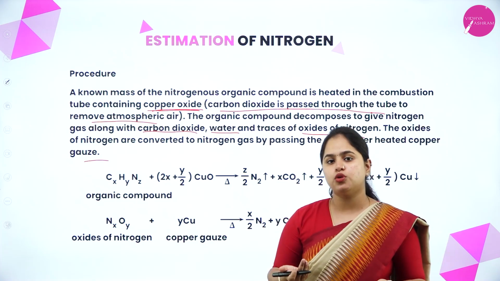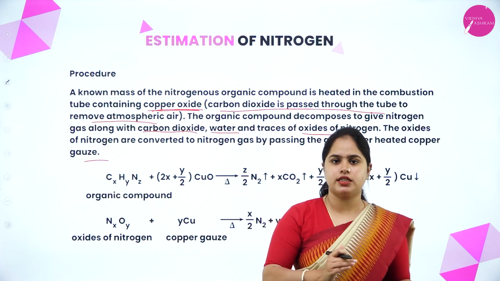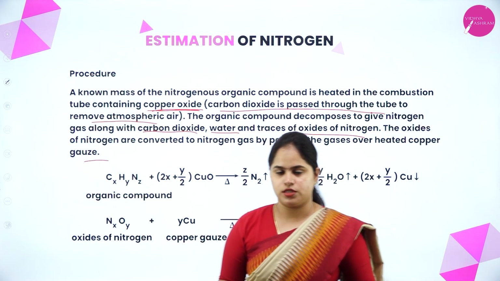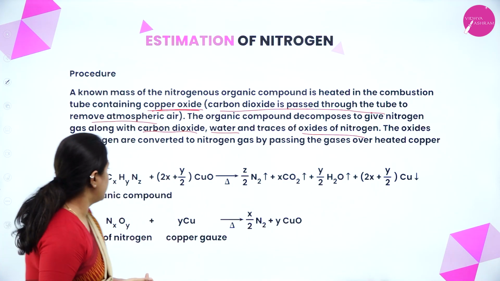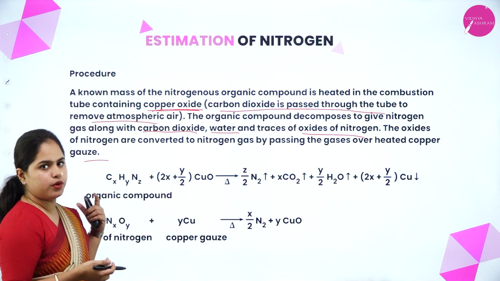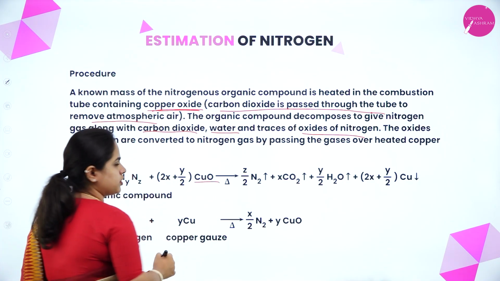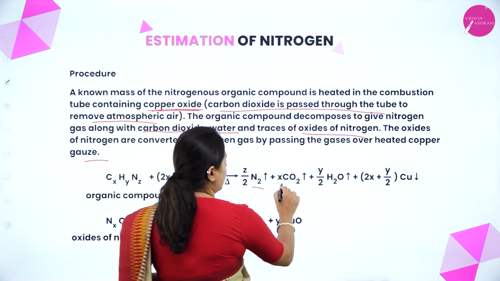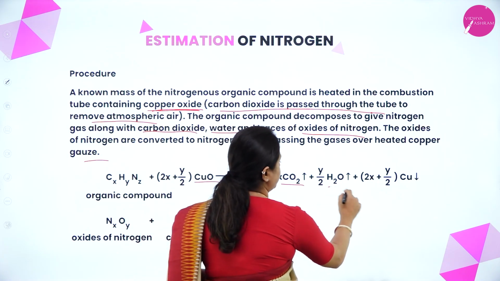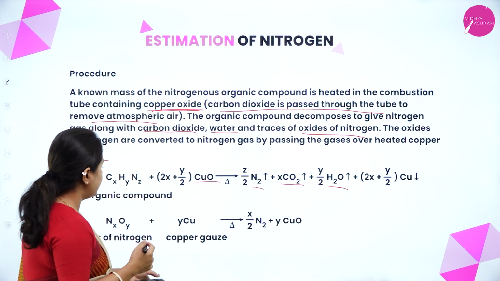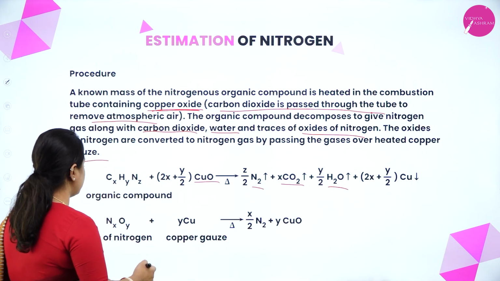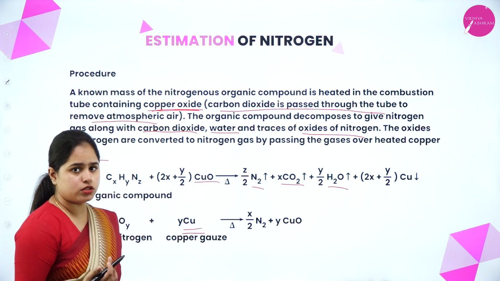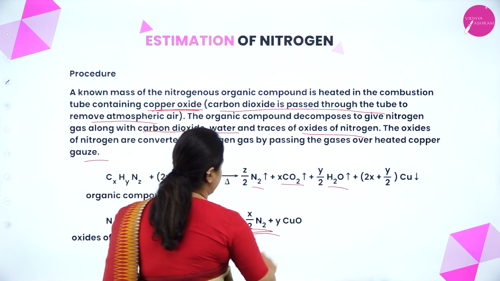And what to do to convert these nitrogen oxides into nitrogen? Yes, they will be passed over heated copper gauze, and you will get the nitrogen. So as you can see here, this is the organic compound taken here, and it is made to react with copper oxide. Yes, the nitrogen gas will be produced from the nitrogen, carbon dioxide from the carbon, and water is also produced, right? And the extra nitrogen oxides which are present, that is oxides of nitrogen, are made to react with copper gauze as well, and then you will get the nitrogen gas.